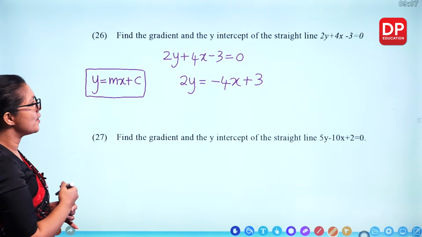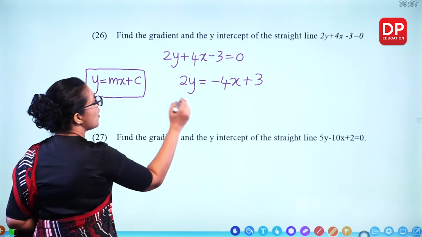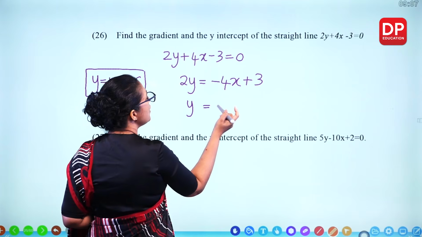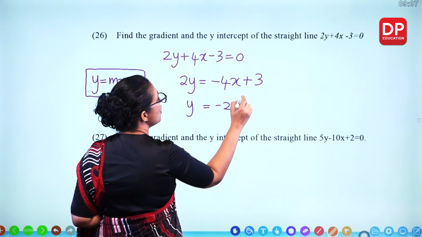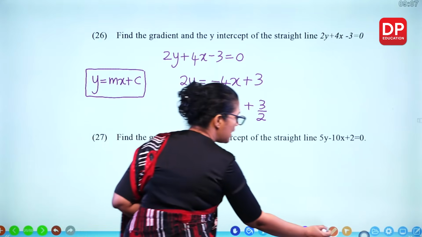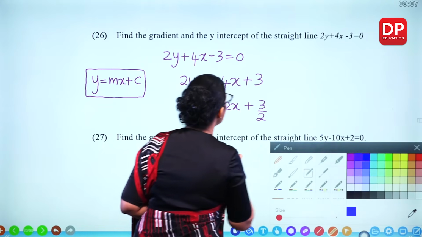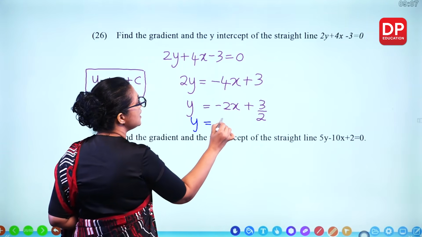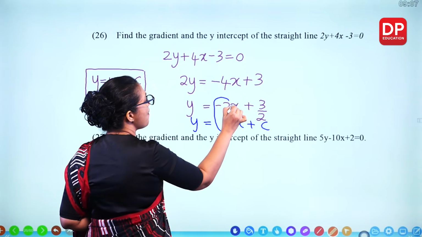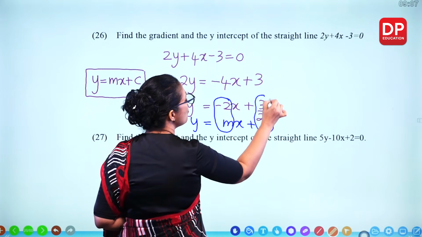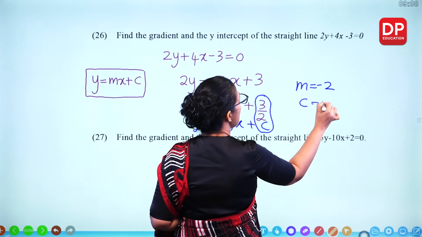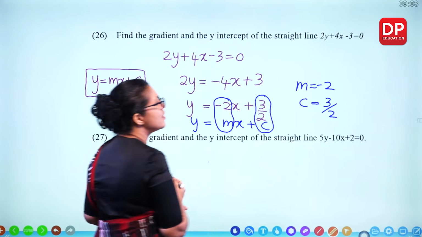2y equals minus 4x plus 3. Then how you get y? You divide the whole equation by 2. Minus 4 divided by 2, you get minus 2. 3 divided by 2. Now we have the equation in this format. Y equals mx plus c. Now identify m. M is minus 2 and the y-intercept is 3 over 2.